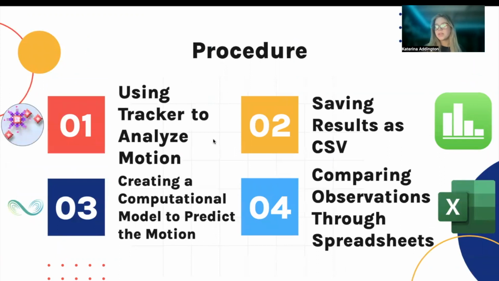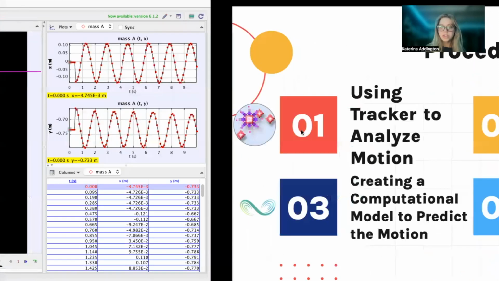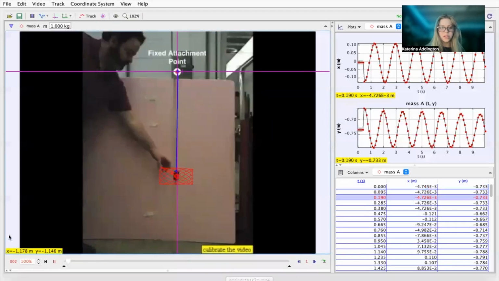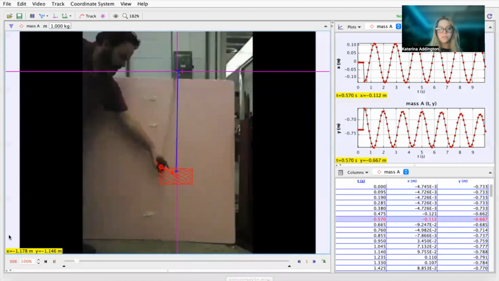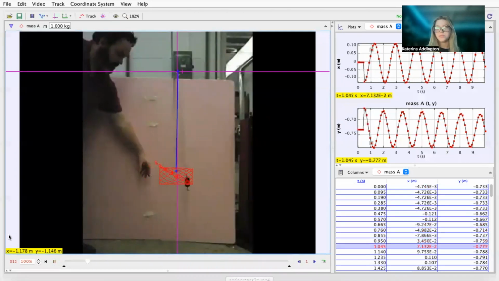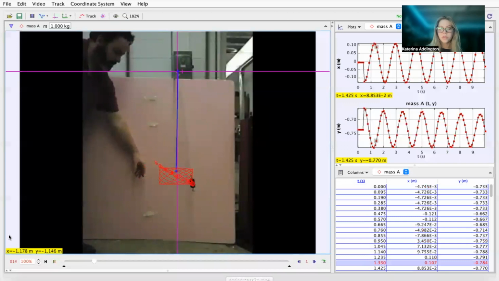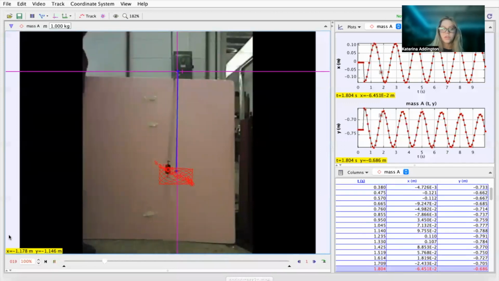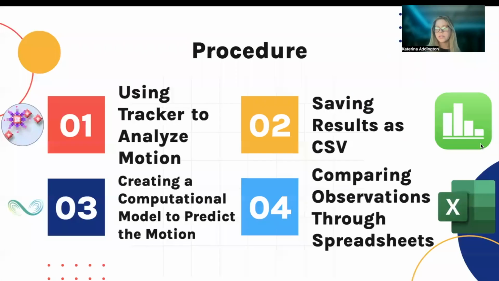So the procedure for this lab is to use Tracker to analyze the motion of the swinging object, as we see here. And as we can see, we're getting results on this right side. So we can save these results to CSV and then use that CSV to create a computational model to predict the motion. I will be using Python through GlowScript and compare the observations through spreadsheets. I will be using Excel.